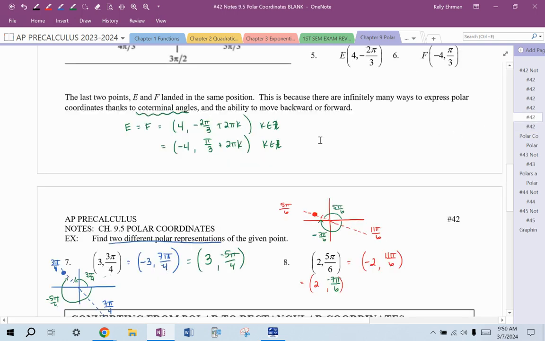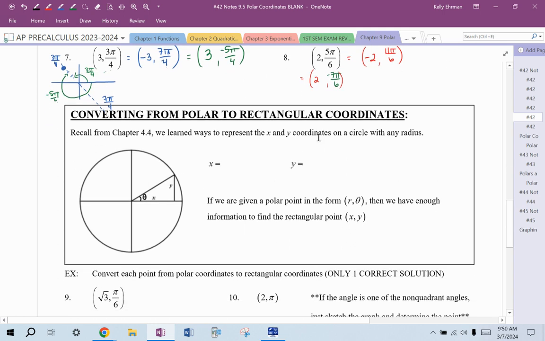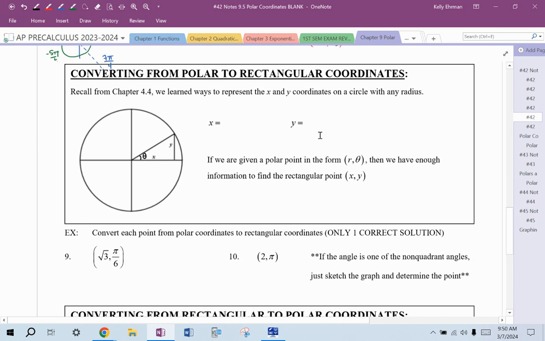So get back to our notes here. There's a way to convert without always having to overlay the graphs together. So we did this way back in chapter 4.4. We learned ways to represent x and y coordinates if we had not just the unit circle, but a circle with a radius other than 1. So remember, we said, all right, there's some sort of point on the circle, and maybe the radius is 5 or 10 or something like that.